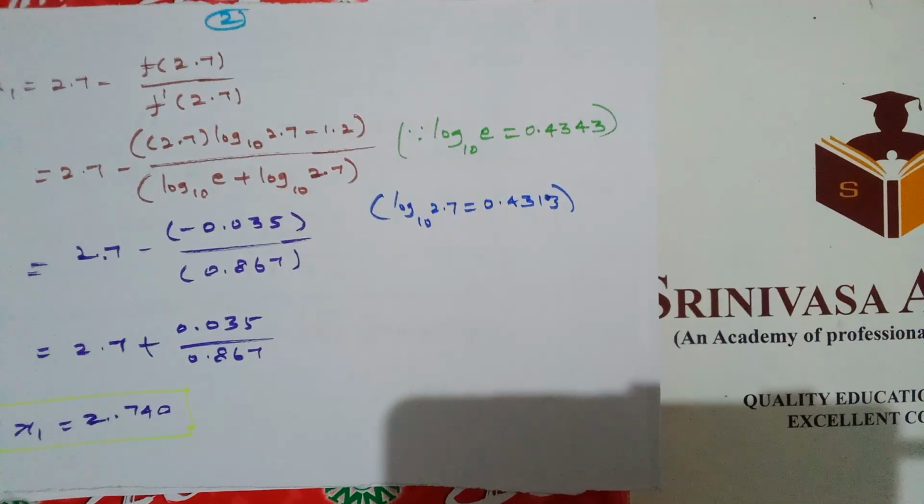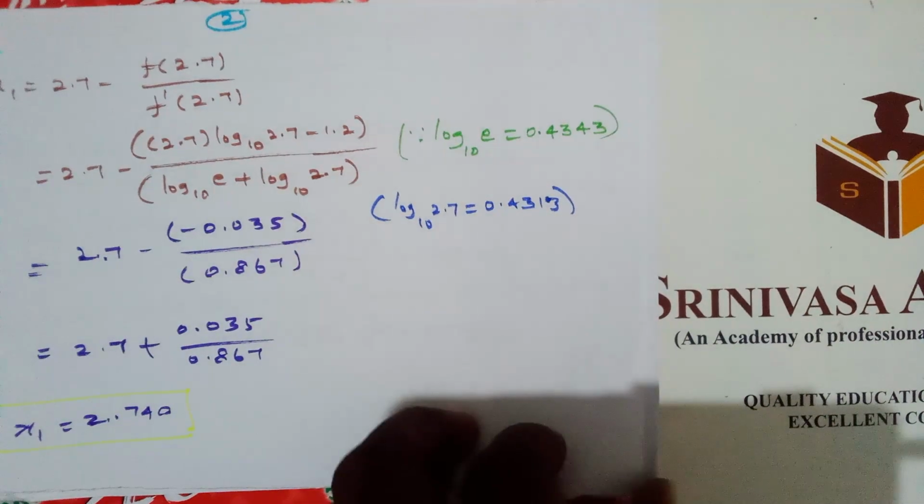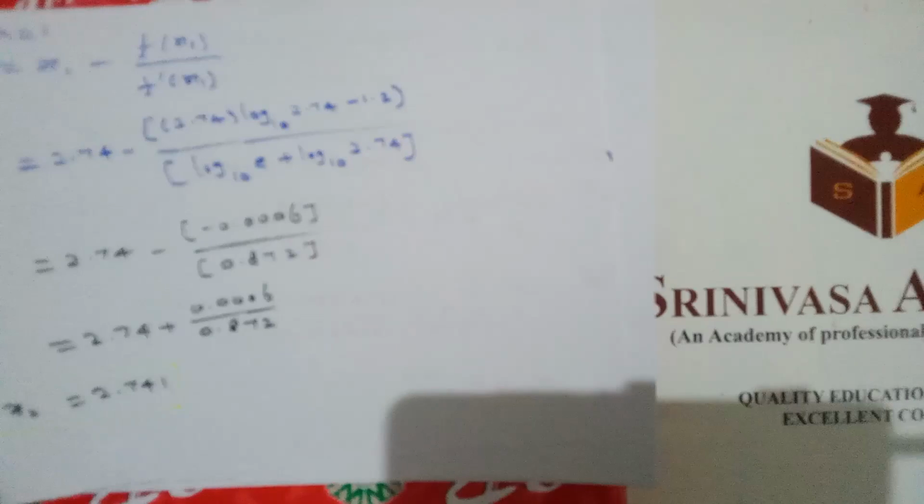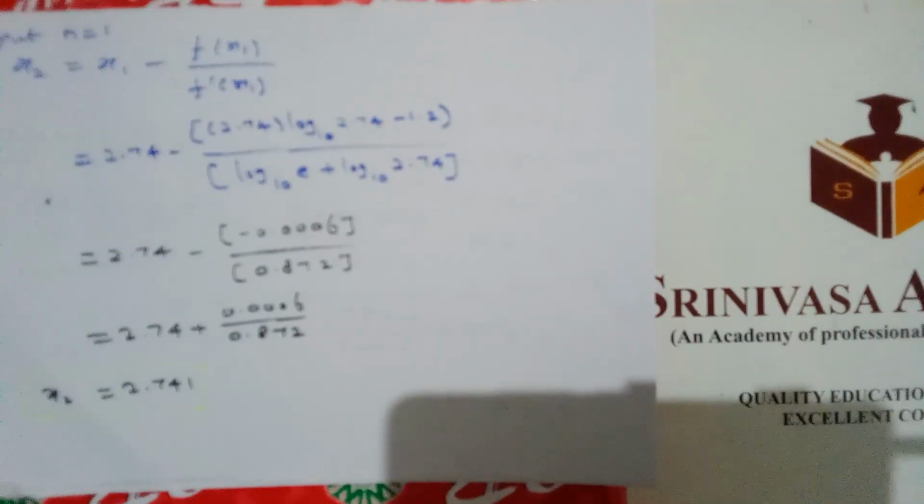So I am choosing 3 decimal places, already given in the problem itself. Similarly, I put n equal to 1. So the left side becomes x2 equal to x1 minus f of x1 by f dash of x1. Substitute the value of x1, 2.74. So the next value, x2, becomes 2.741.